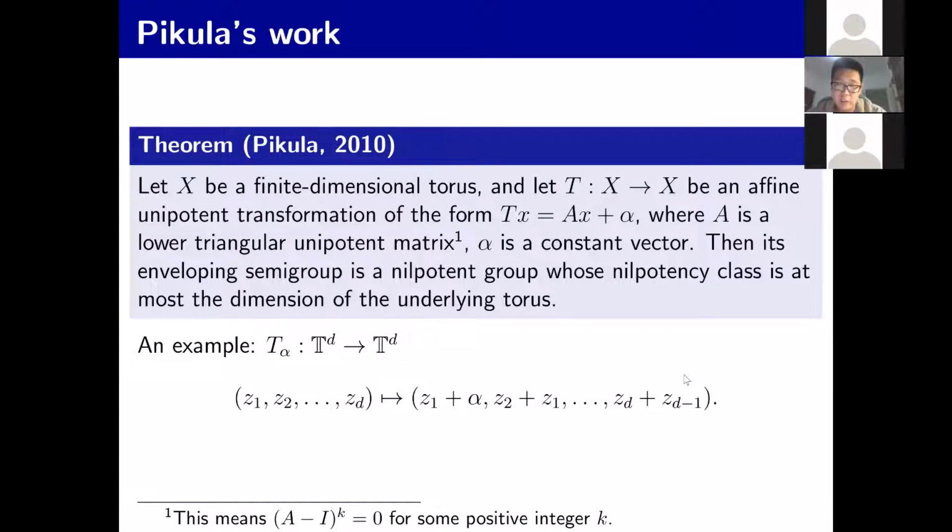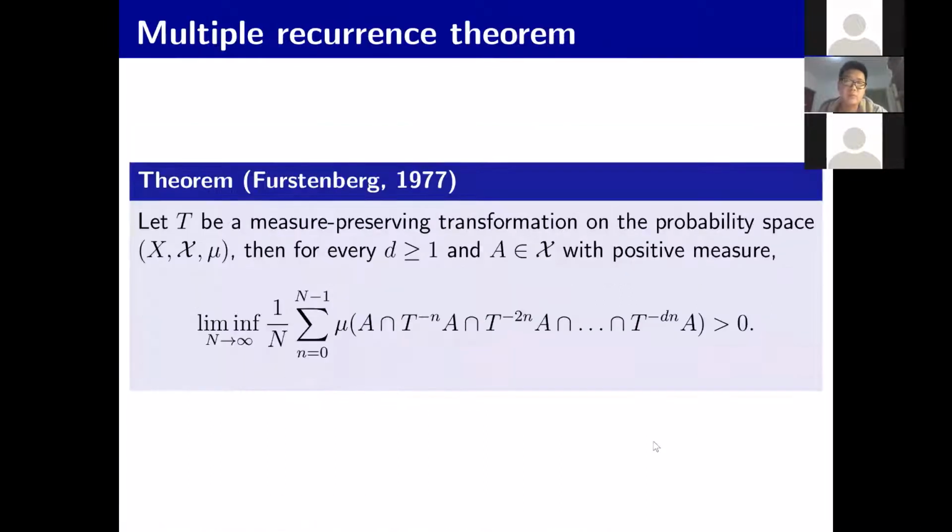Before introducing Donoso's result, let me say something about the origin of the powerful tool of cube space. A connection between ergodic theory and additive combinatorics was established by Furstenberg. He proved that the following multiple recurrence theorem can imply Szemerédi's theorem: given a measure preserving system, for any positive integer d and a set with positive measure, the infimum of the average is positive.